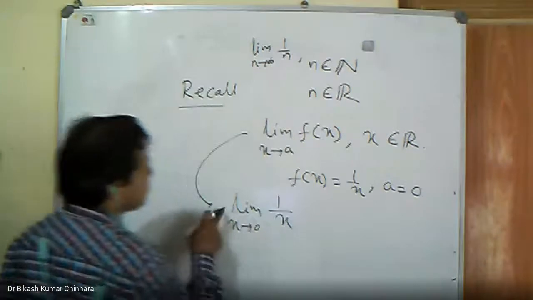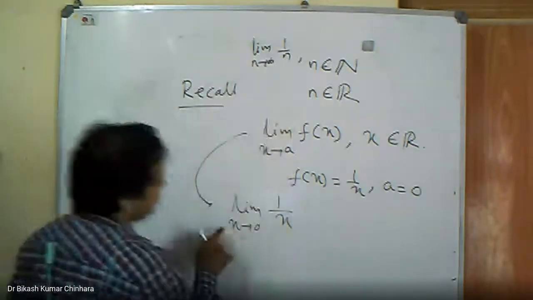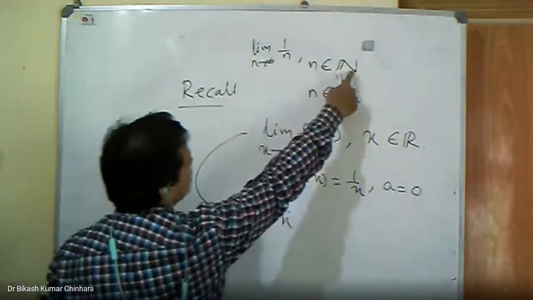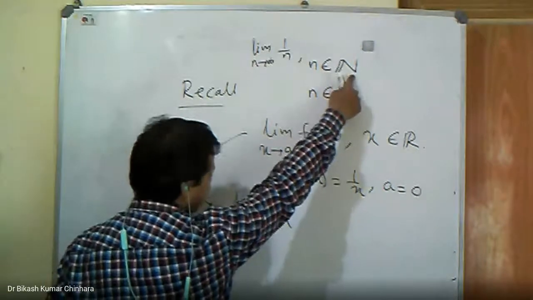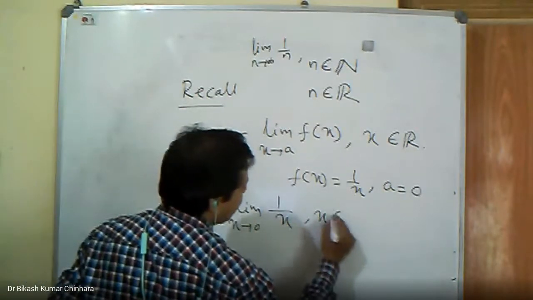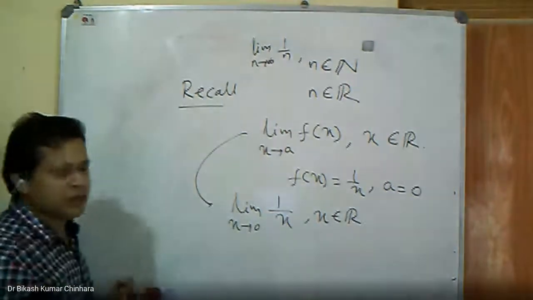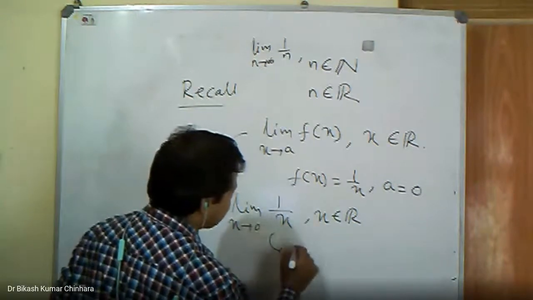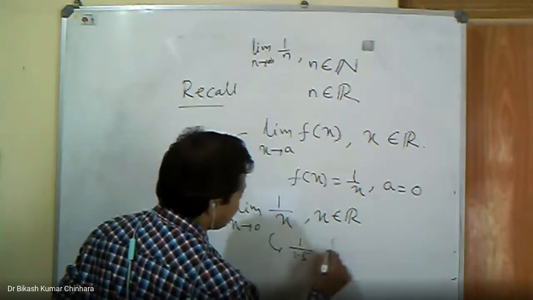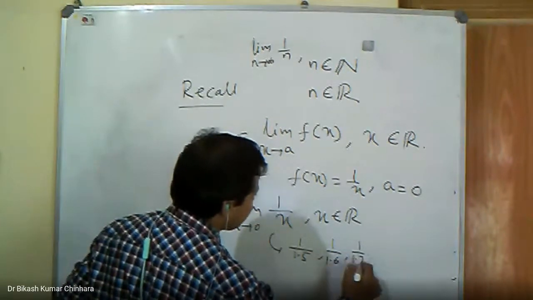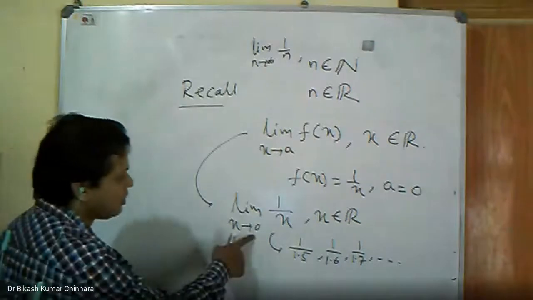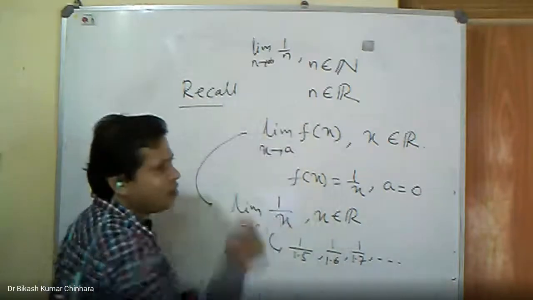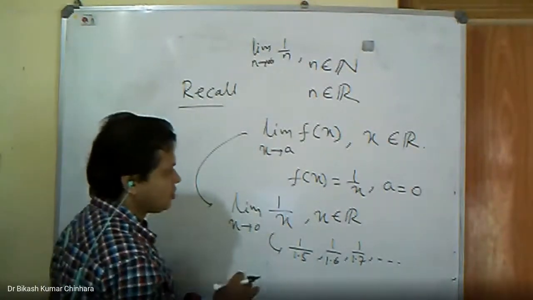What is the difference between these types of things? Here n is the variable, and there x is the variable. Here n belongs to capital N, the set of all natural numbers, but here x belongs to R. Are you getting? This is the difference. So in the collection of 1 by x, I can have numbers like 1 by 1.5, 1 by 1.6, 1 by 1.7. These types of numbers are allowed here. But there you are not allowed to take 1 by 1.5 like this. This is the main difference.